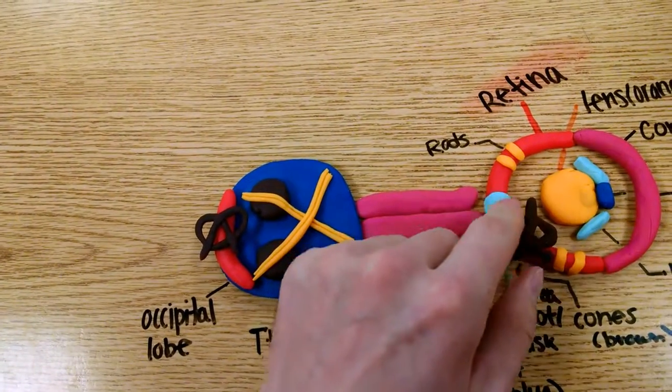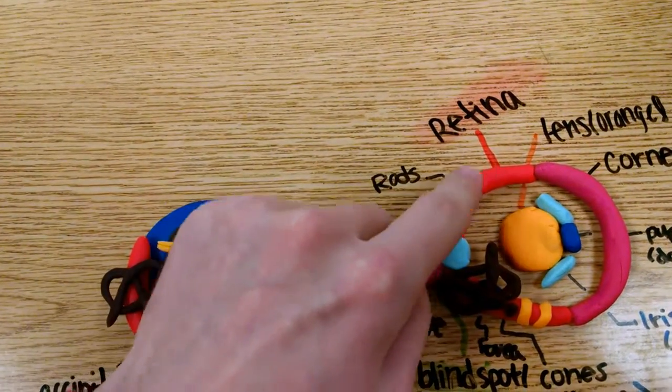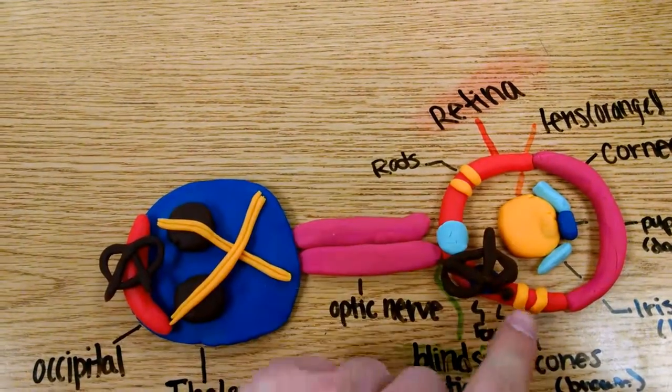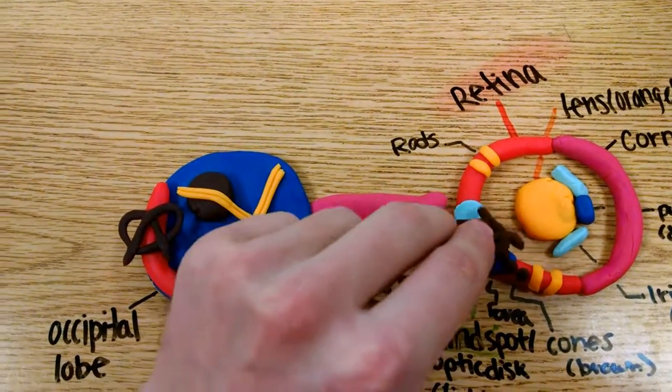Once the light hits the retina, transduction occurs by photoreceptors called rods and cones. These orange ones are the rods, and these brown ones are the cones.